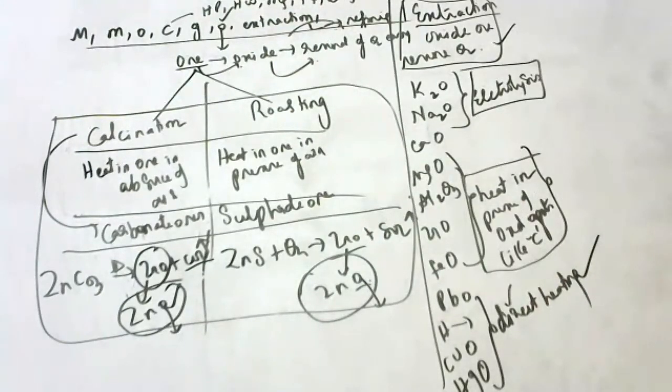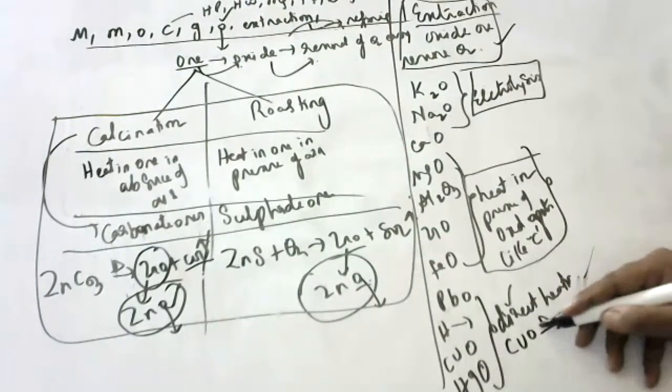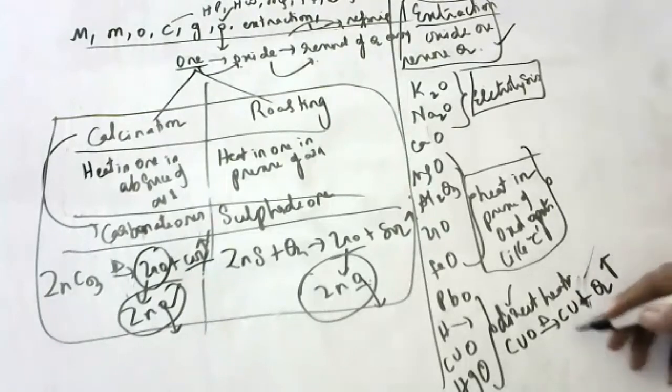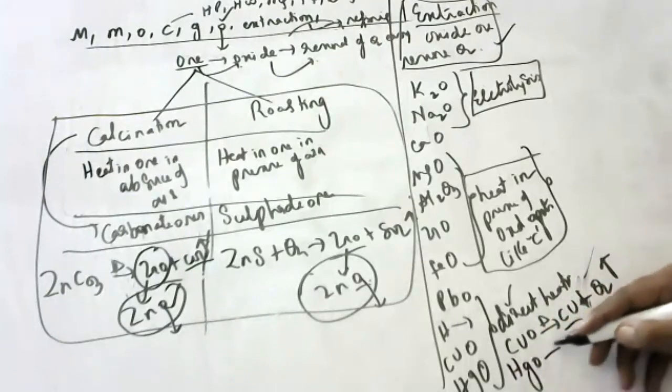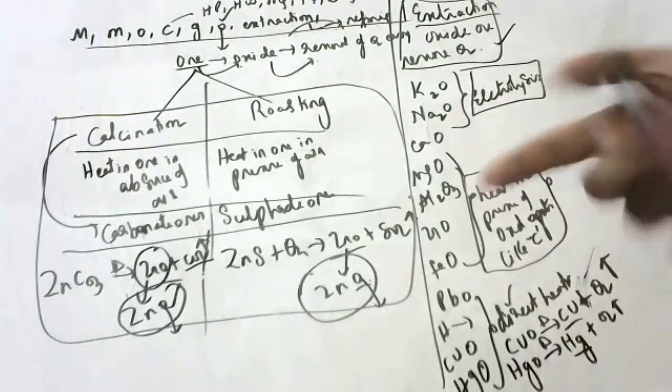Okay, so down metals, direct heating means suppose CuO is there. If you heat it, you will directly get Cu plus O2. O2 is a gas, it goes away, leaving behind copper. Suppose mercury oxide is there, HgO. If you heat it, you'll get mercury plus oxygen. Oxygen goes away, leaving behind metal. Our aim is to get the metal only, no? We got it.